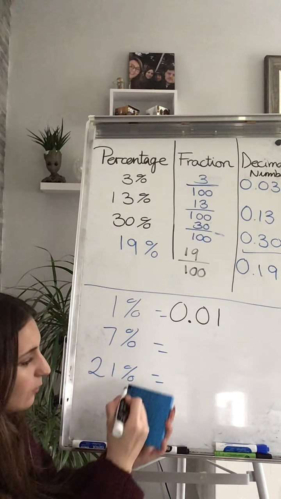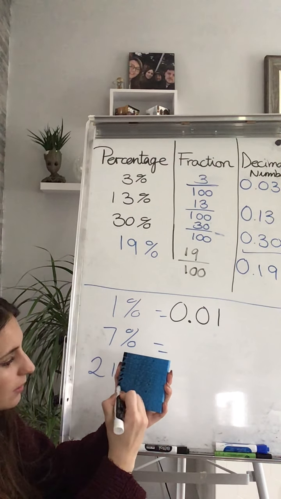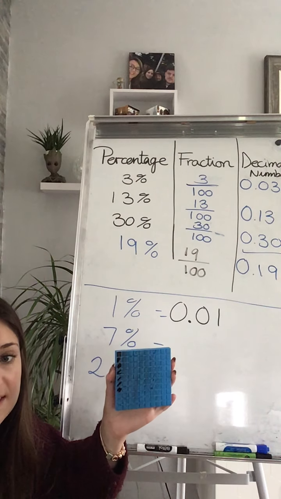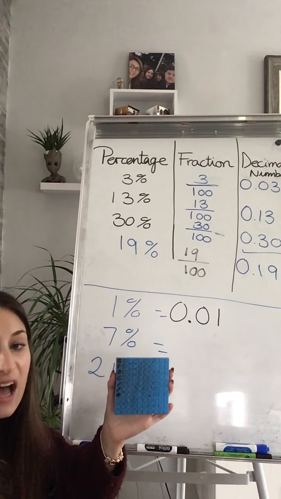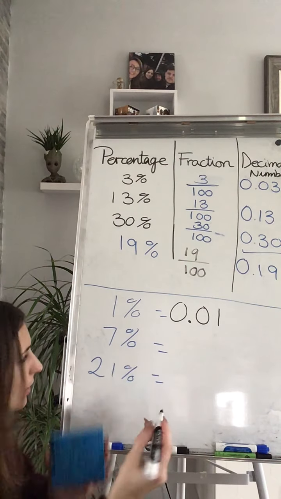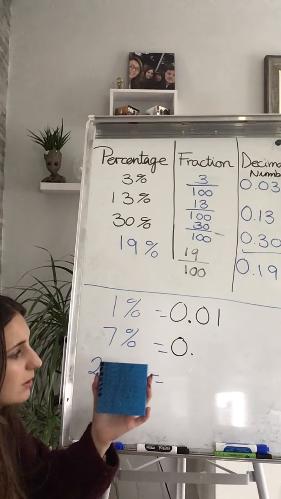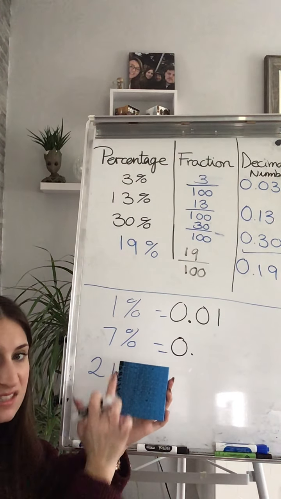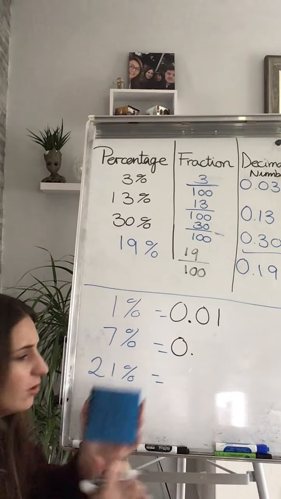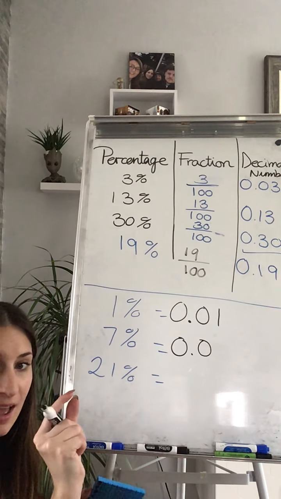7%. I will have, there we are, 7 hundredths. Do you have 100? No. So you haven't got a whole yet, a whole square colored. Have you got 1/10? One line colored in? No. You have only 7 hundredths.